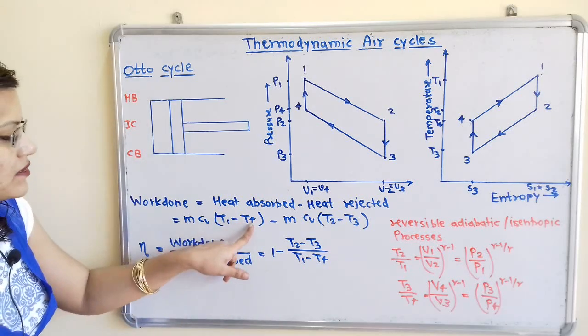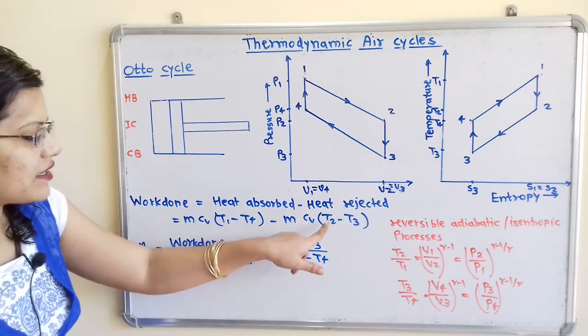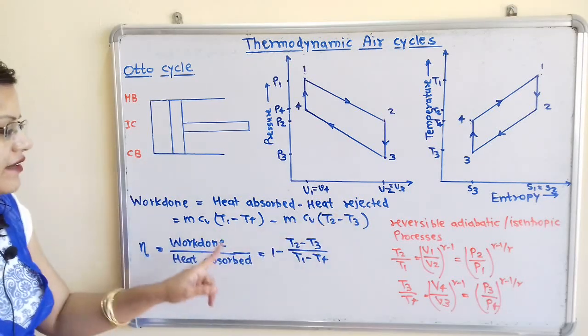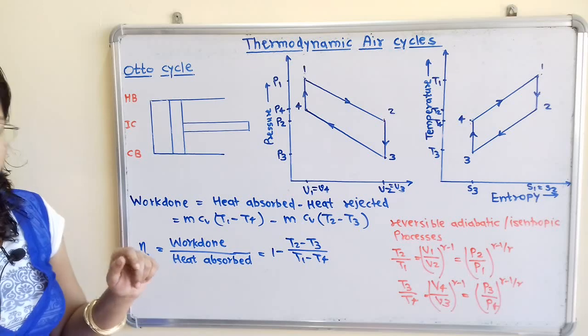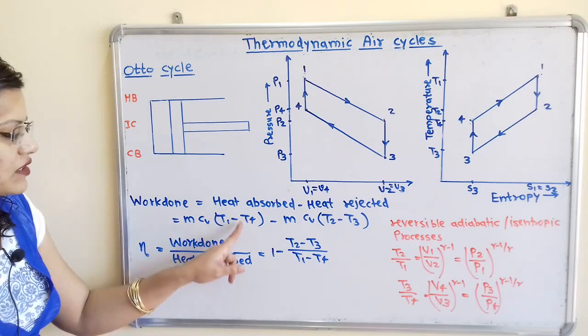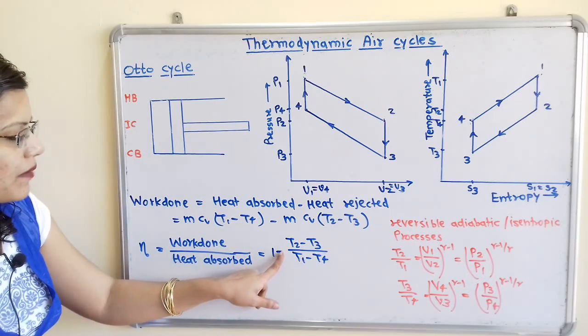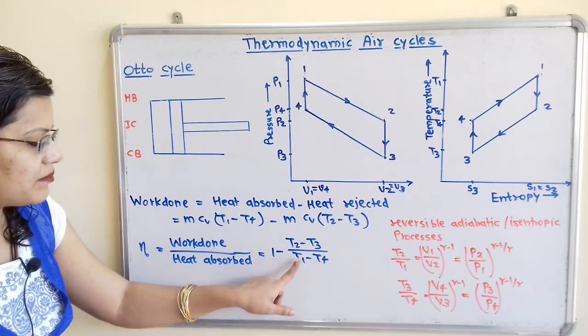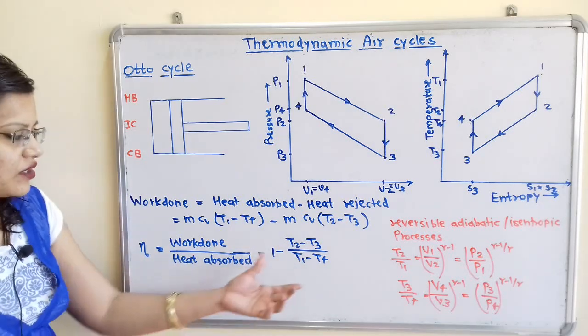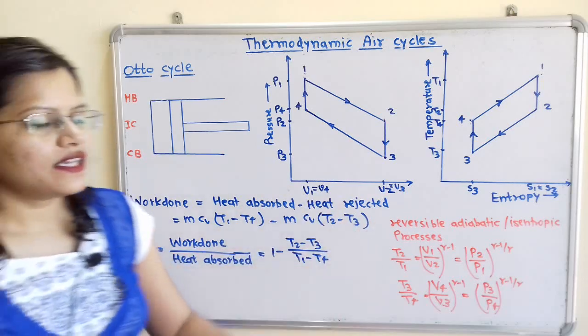That is (T1 minus T4) minus, in the second bracket, (T2 minus T3), divided by (T1 minus T4). So again this (T1 minus T4) is getting cancelled, which is equal to 1 minus (T2 minus T3) divided by (T1 minus T4). Now we will move to the next.